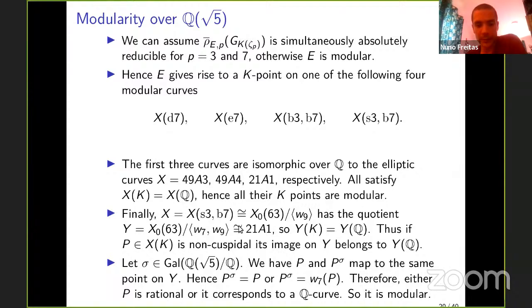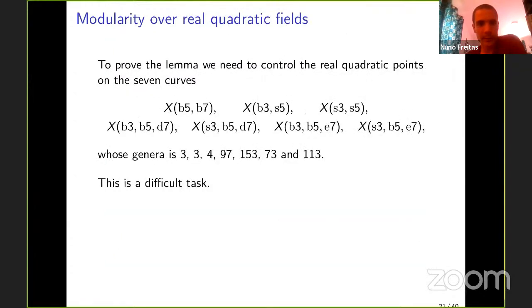So if they map to the same point in Y, from this description of Y, we see that either P^sigma equals P or P^sigma equals W7 of P. In the first case, P is a rational point, or in the second case, it corresponds to a Q-curve, and so it is modular in both cases. So we're done with the proposition.